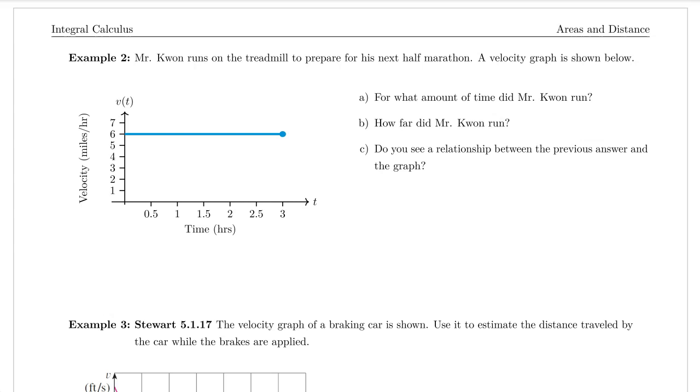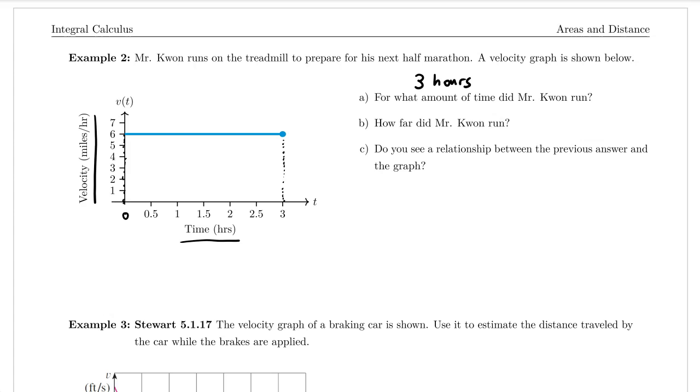Part A says, for what amount of time did Mr. Kwan run? Well, if we notice here, our graph is just giving us a horizontal line, and we're measuring our velocity here in miles per hour. So our horizontal axis is the time, and there's no breaks in our horizontal line, which means we have a continuous function here. So the amount of time that he runs is for 3 hours, because our graph stops at 3 and it starts at time 0 here.